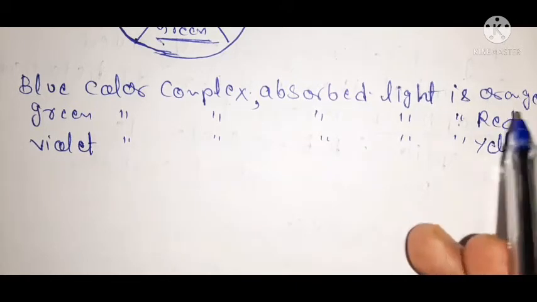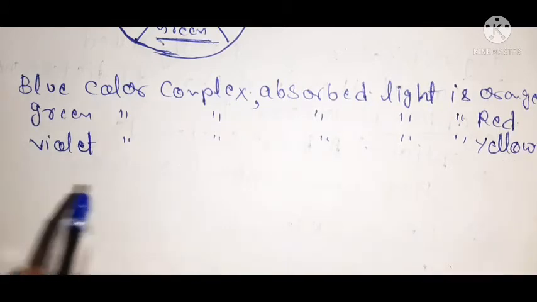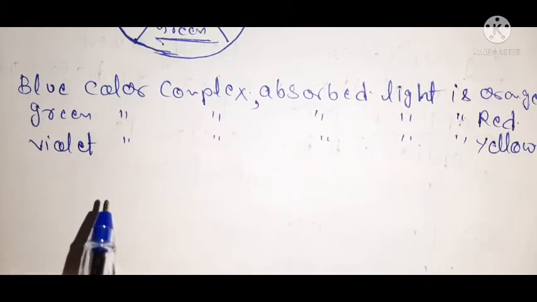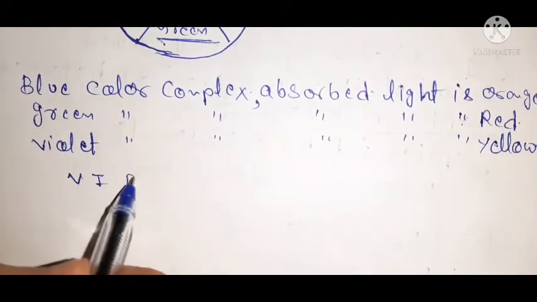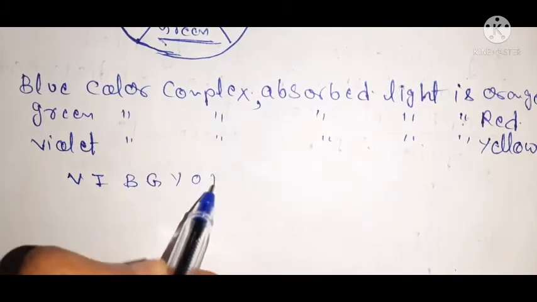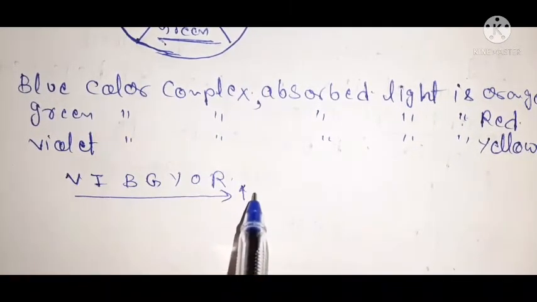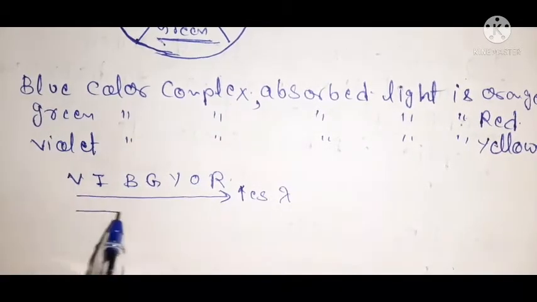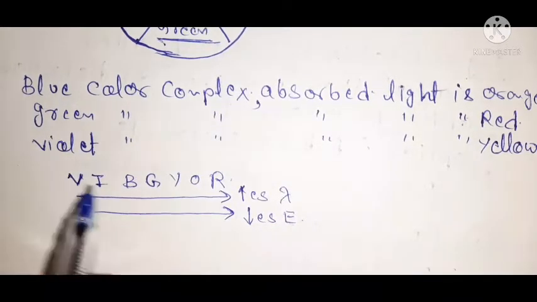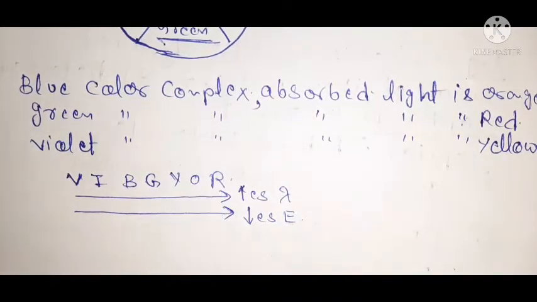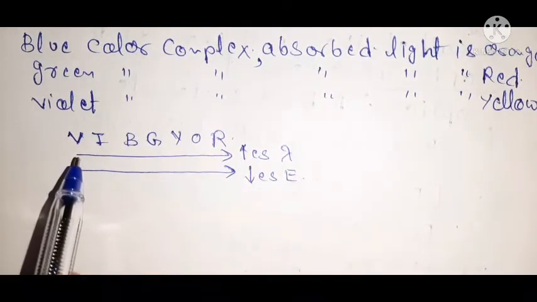Now, what is the energy of these colors? We know that for visible region, the order is VIBGYOR. So this is an increase in lambda, and this is the order of decrease in energy. So the highest energy is for violet and the lowest energy is for red, and the highest wavelength is for red and lowest wavelength is for violet.